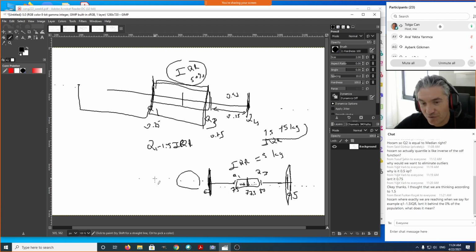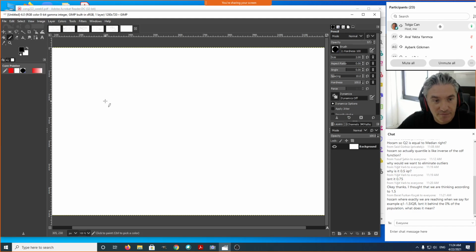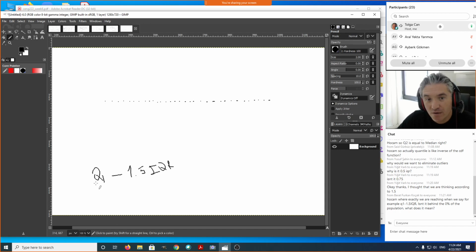So it's not behind 0% of the population. As I said, it would be before 0% if they were all uniformly distributed, so there will be no outliers in that case, okay? If you imagine you have some data points that are nicely, equally distributed like this, if this is your population, there are no outliers, okay? Because in that case, Q1 minus 1.5 IQR, there's no data point there, since there are no outliers. It will be below the 0 percentile.